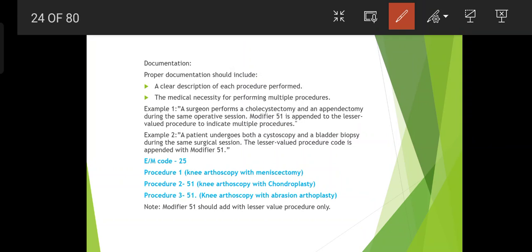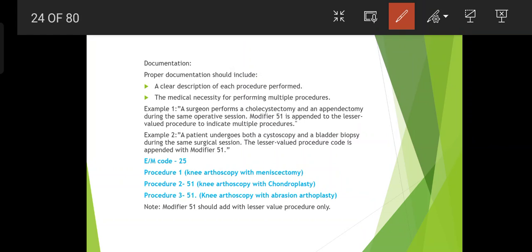So E&M services were also performed and three procedures were performed, all during the same session and with the same physician. Now let's see how to apply modifier 51 with these procedures to indicate that multiple procedures were performed in the same session by the same provider.